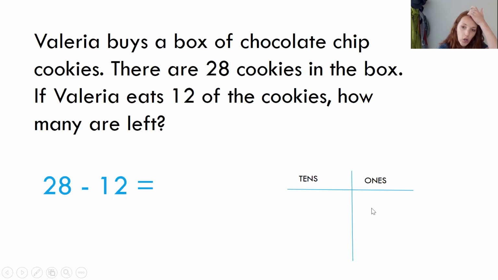So I'm going to make my tens and ones chart. Tens and ones. And now, so I don't mix up my numbers, I'm going to label my numbers in the equation. Tens and ones, tens and ones. So I remember which place is what.